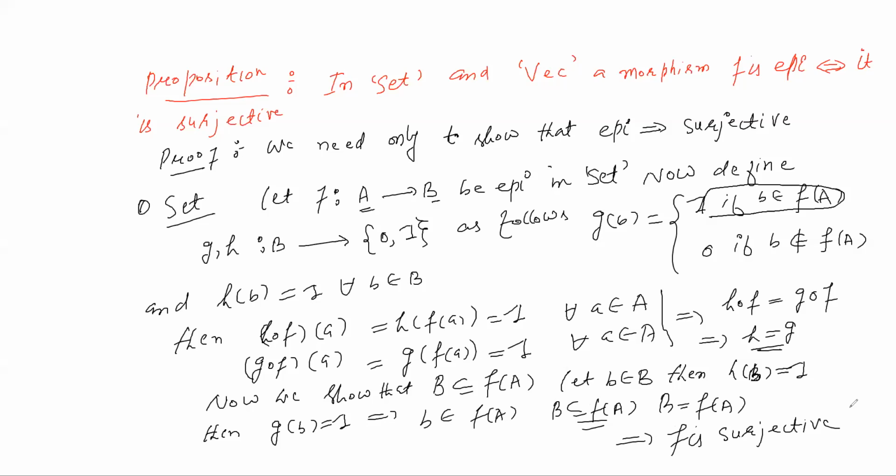So in Set, epimorphisms are precisely surjective morphisms. Now we shall apply a similar trick for Vec also, the category of vector spaces. Now the second case, vector spaces. Let f from a vector space V to a vector space W be an epimorphism in Vec.